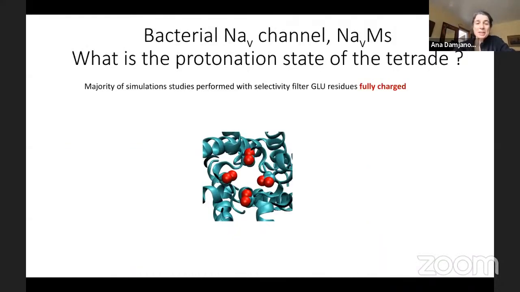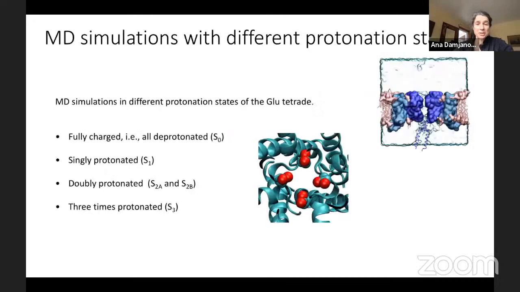So the question is then for our channel, so we studied this bacterial channel NavMs. So what is the protonation state of this tetrad residue? So this is the selectivity filter. So obviously it's going to impact the conductance. And most of the molecular dynamics simulations that were performed with this channel considered this state to be fully charged. There were some that considered different protonation states. So this was a first step in our study, is to perform simulations with different protonation states of this glu tetrad.